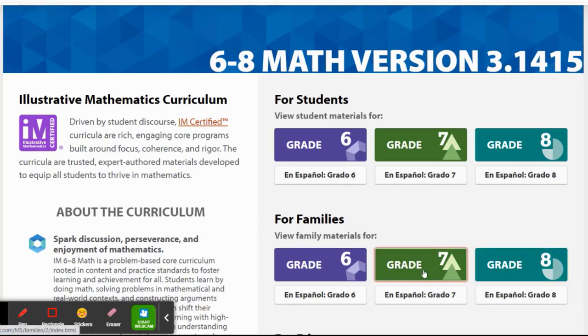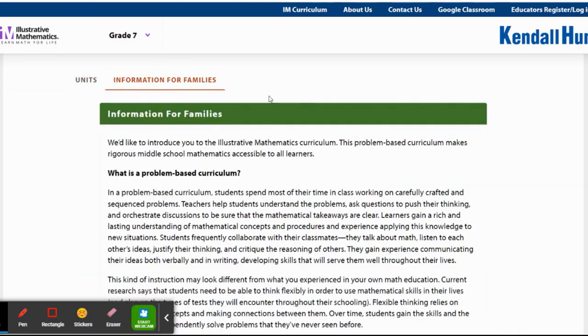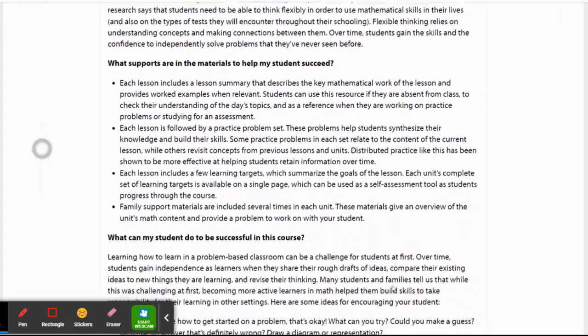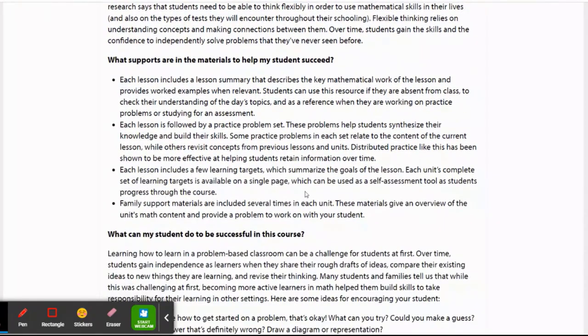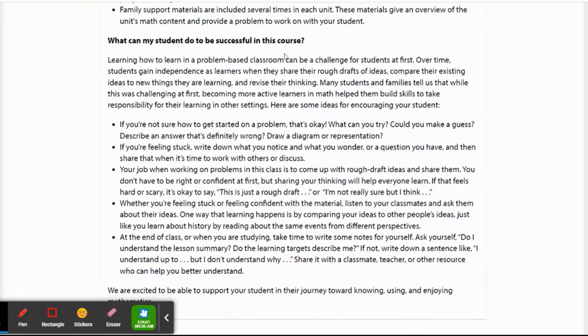So we're going to open the family resources for grade 7 in English. When you land here the very first time, you should check out this Information for Families tab. In this, you'll see a description of the curriculum, some supports that are included in the student's book, and some tips for what the student can do to be successful in the course. Included in this section are some questions or prompts you might use when working with your student.